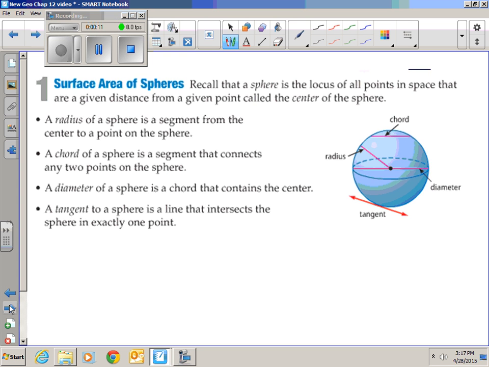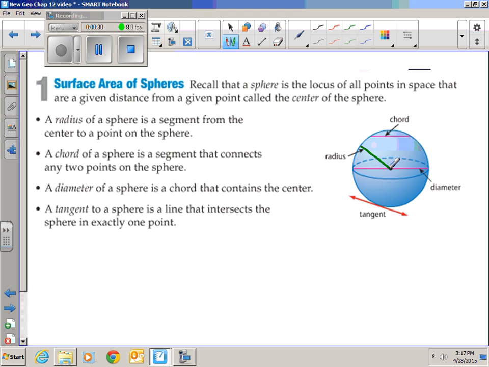Spheres are three-dimensional objects that are in essence just balls. Okay, so spheres are balls. There are a couple words you need to know about spheres. First of all, the radius. The radius of a sphere is a line that goes from the center of a circle to any edge.